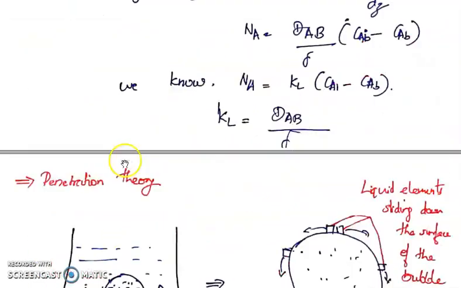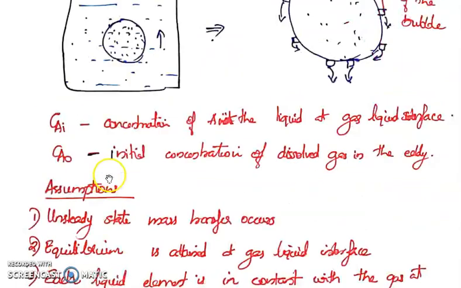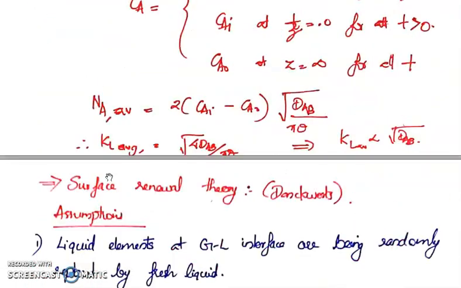But what was the value of K_L based on film theory? That states K_L is equal to D_AB by delta. So we got two different expressions for K_L based on two different assumptions. So you have to choose the expression based on the conditions. You should be able to think what will be the appropriate theory to be followed. That will purely depend on the conditions in which mass transfer occurs.